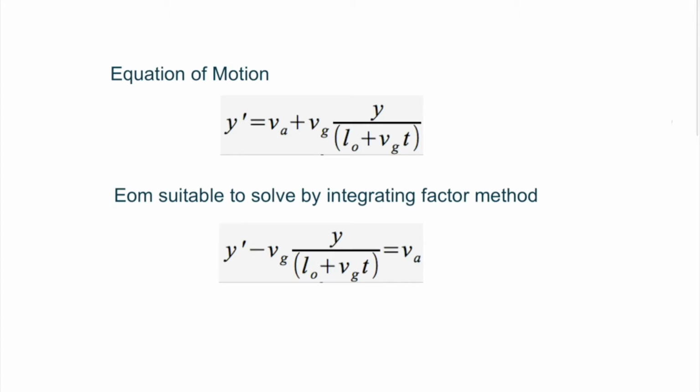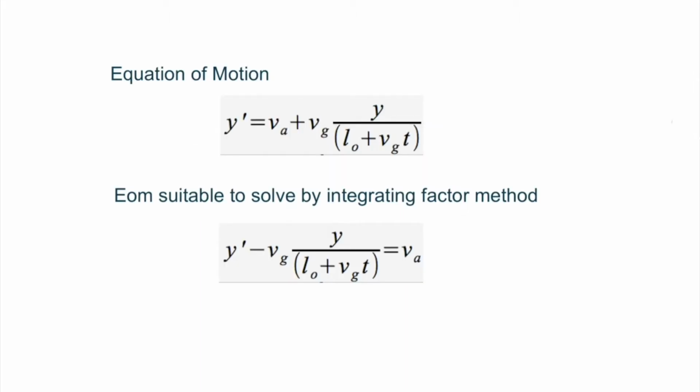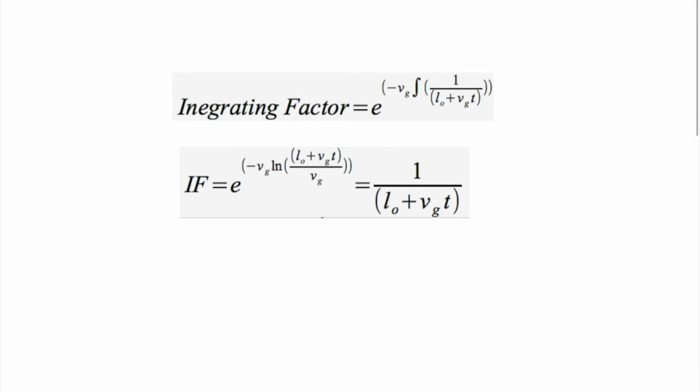And also, if you're good at that method, you could probably stop watching the video now and just go solve this equation and see if you match my solution at the end. So this is the integrating factor, right? E raised to all that stuff, and all that stuff is just the coefficient of y in this equation: Vg over L0 plus Vgt. And for my integrating factor, we get this here.